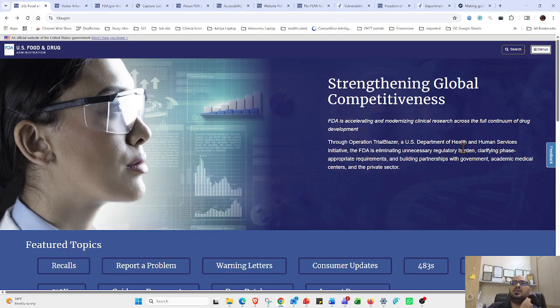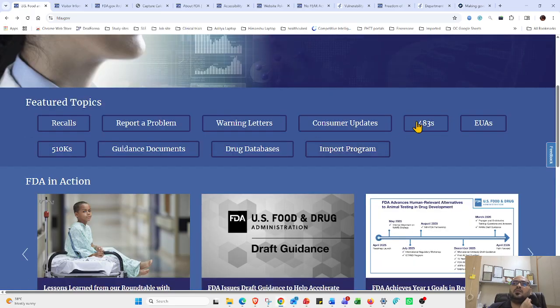This is basically they have spoken about one program, the Operation Trailblazer, right? They are saying that it is about strengthening global competitiveness. Moving on, some key featured topics FDA has spoken about is recall.